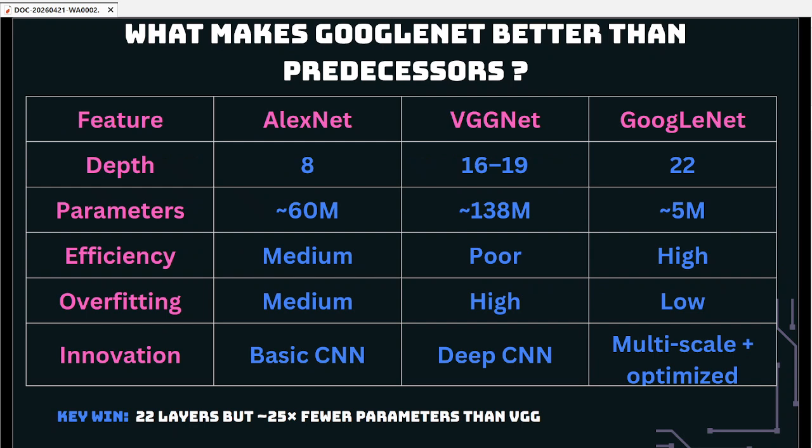Let us do the architecture comparison based on depth, parameters, efficiency, overfitting, and innovation. The comparison is visible on your screen. It clearly means that GoogleNet, with 22 layers and 25 times fewer parameters than VGG, wins the race. And it is remarkable. GoogleNet is deeper than VGG, much smaller than VGG, and computationally more efficient. The answer lies in the Inception module.